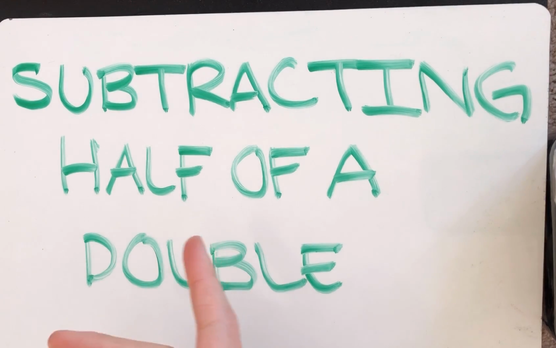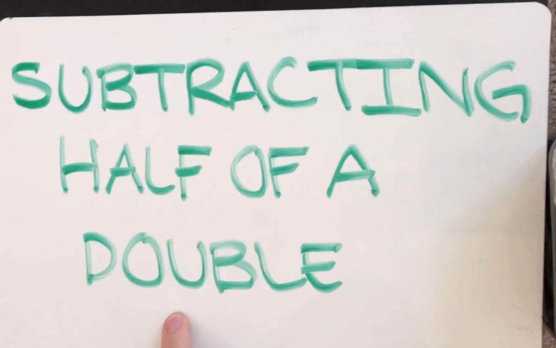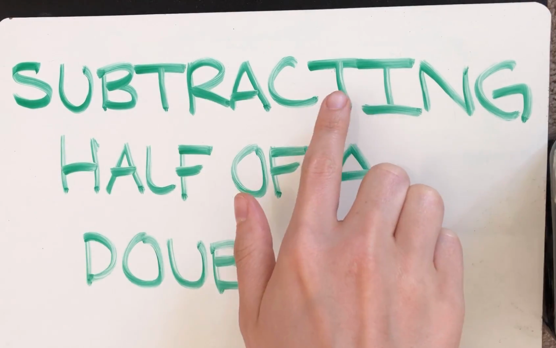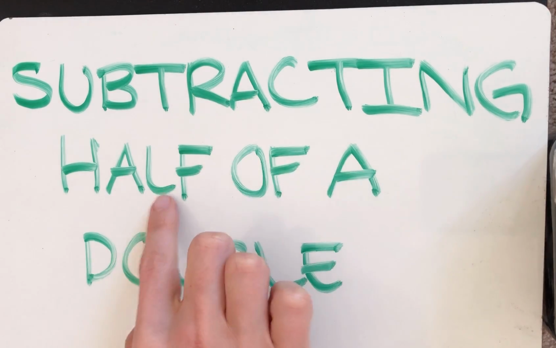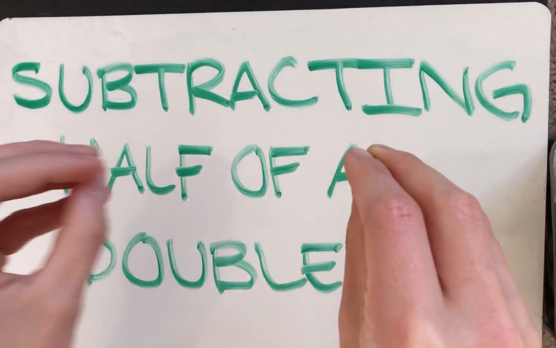Hi, first graders. So today we are talking about subtracting half of a double. So let's talk about these words first. Subtracting means taking away or minusing. Half is when we split something into two parts evenly.